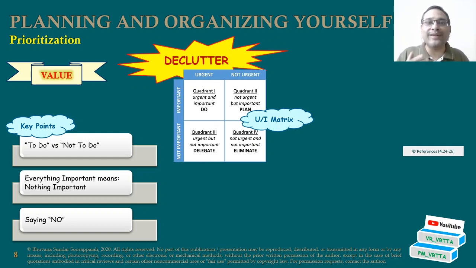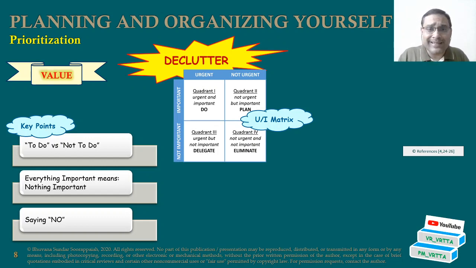And I know you are all very responsible children, you do your job very wonderfully, so your mom delegates to you the task of taking care of your brother or sister. This is called delegation. Not urgent, not important, eliminate, do not even do. You reduce the number of tasks, or eliminate the tasks, that are neither urgent nor important. This is the UI matrix, this is how you declutter.